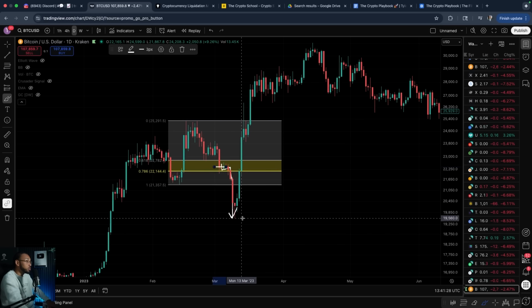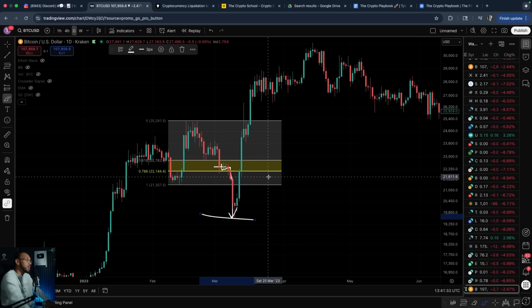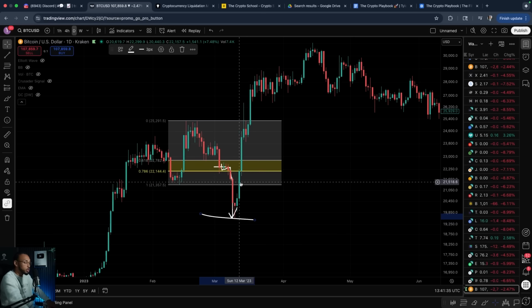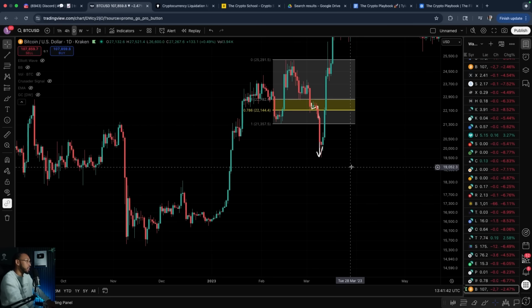Bitcoin fell from $22,000 to $19,000 in like 3 days. It was a huge move to the downside. That was over like 12% at the time, which was a big move for a $1 trillion asset. And Bitcoin's price eventually came back down, found some support, and then used that next level support to push back up towards the top side.